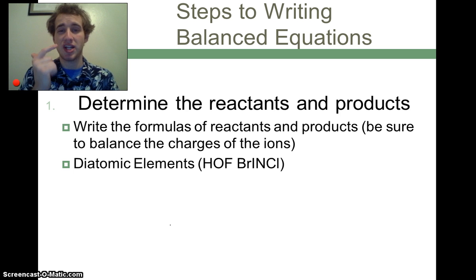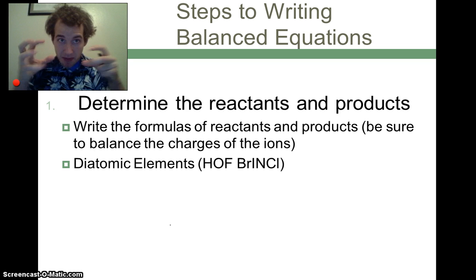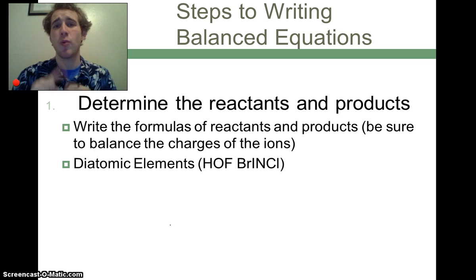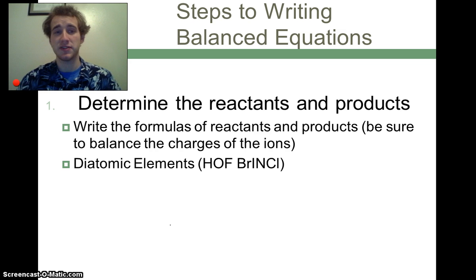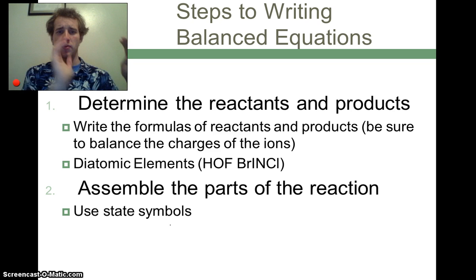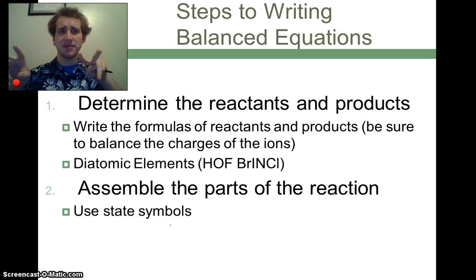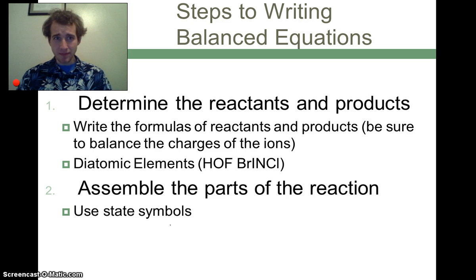Hofbrinkel. Hydrogen, oxygen, fluorine, bromine, iodine, nitrogen, and chlorine never come alone. They always come in buddies. Always come together. Always got a wingman hanging out there with them. So write those stable compounds first. Then put them together. Put your reactants together, put your products together, put in your little arrows, put in your state symbols to tell you what state those different substances are. Put all the reaction pieces together.